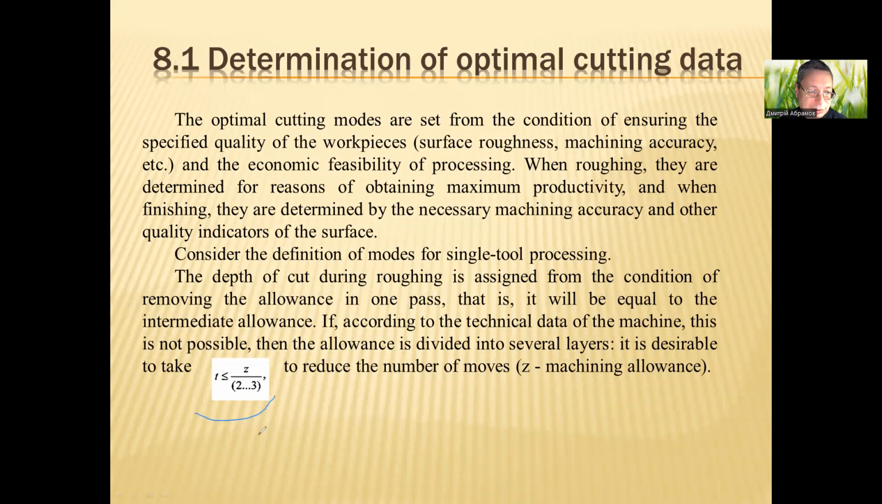t is less than or equal to Z divided by 2 or 3, to reduce the number of moves, and Z in this formula is the machining allowance.